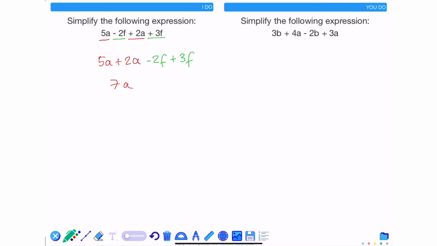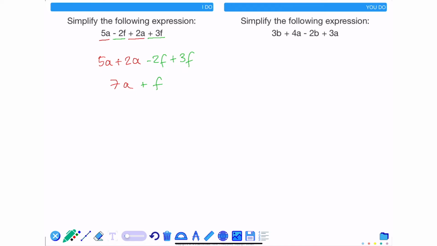The terms in green are also like terms. Minus 2f plus 3f is 1f. 7a and f are unlike terms, so we cannot group this question together anymore. And this is my final answer.